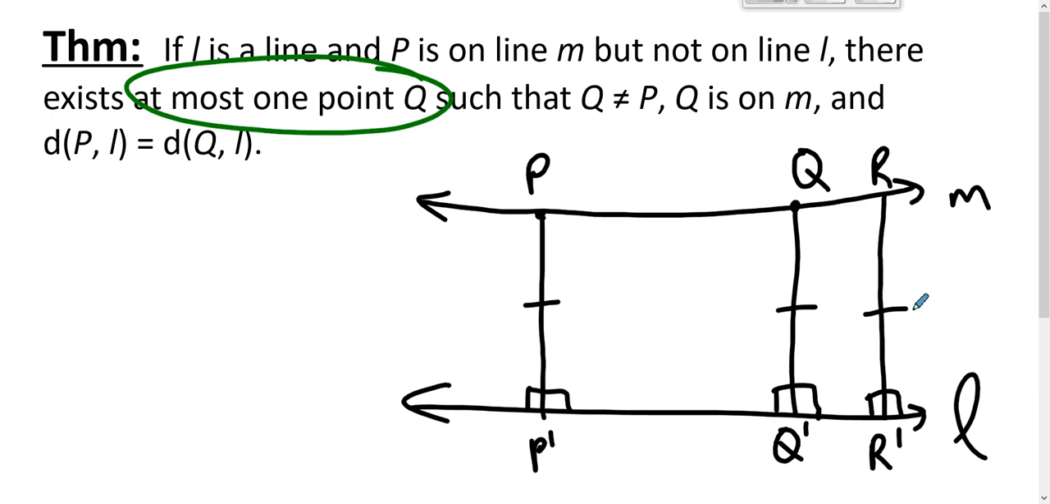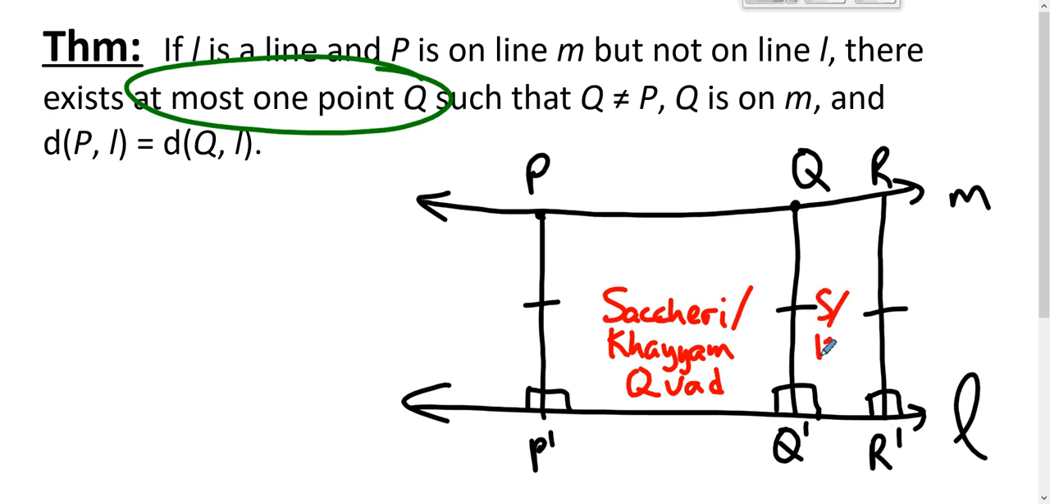Well, what's really, really interesting is that if this is the case, then quadrilateral P prime Q prime Q is a Saccheri or Khayyam quad, and quadrilateral Q prime R is a Saccheri or Khayyam quad. Well, what's so bad about that?